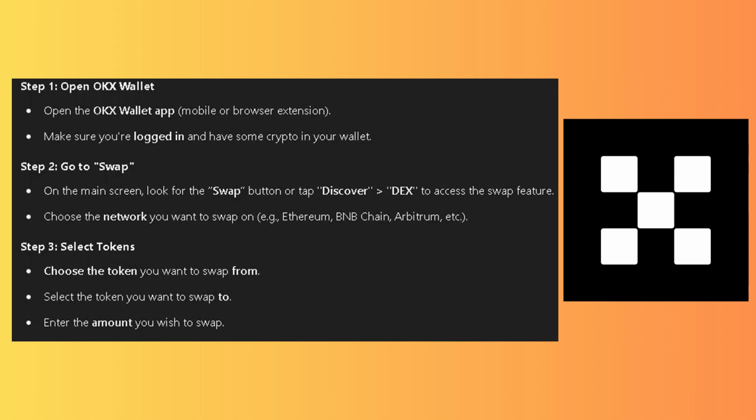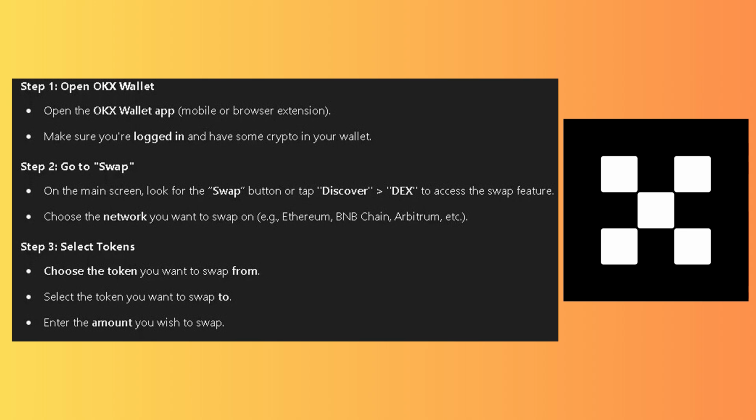Then, go to swap. On the main page, look for the swap button. This might be on the discovery, next to the tab. Then access the swap feature. Choose the network. Choose the network you want to swap on, such as Ethereum or BNB Chain.